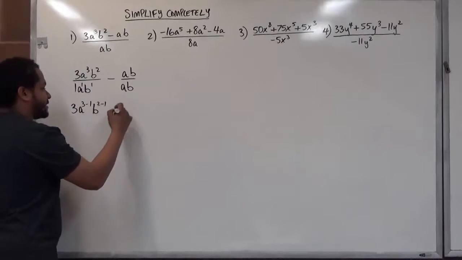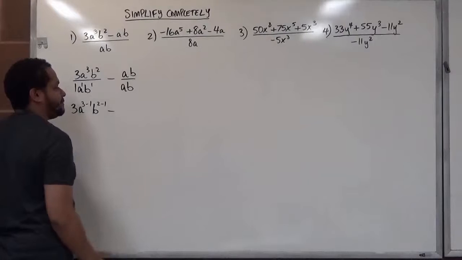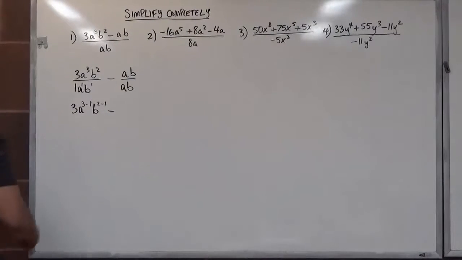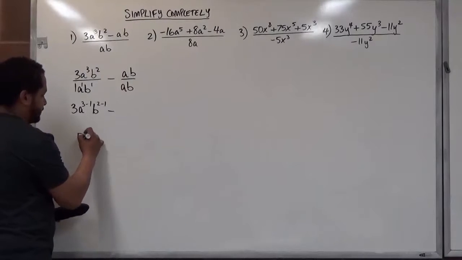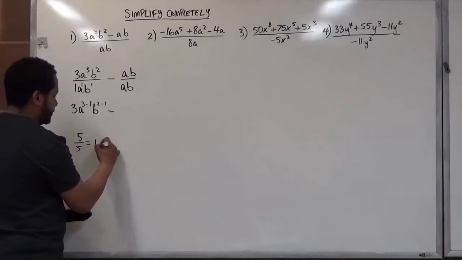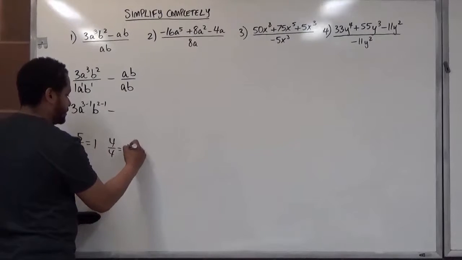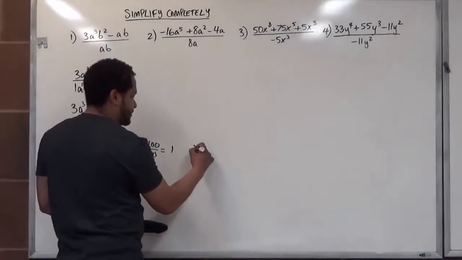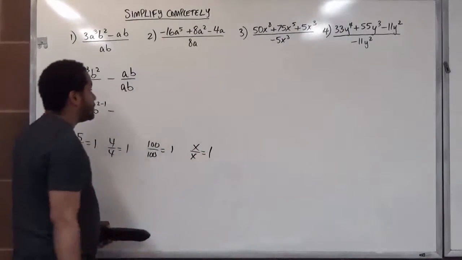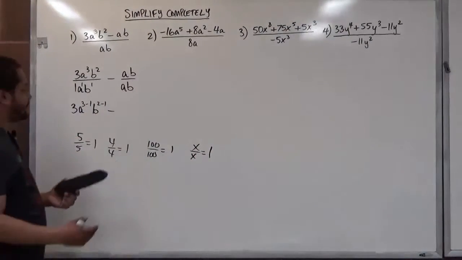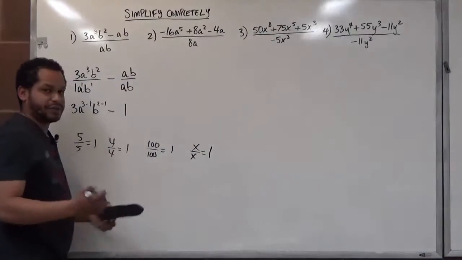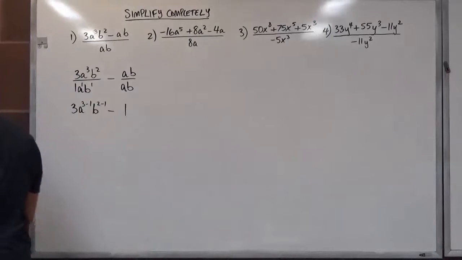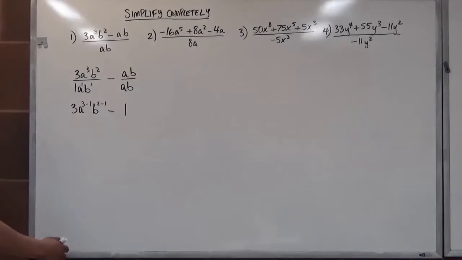Now for the second case here, ab divided by ab, anytime we have a term divided by itself, it's always going to give you 1. You could use common numbers, like 5 divided by 5, that's 1. 4 divided by 4, that's 1. 100 divided by 100, that's 1. And also x divided by x is 1. So ab divided by ab is also 1, because it's the identity of 1. When you divide something by itself, it always gives you the value of 1.